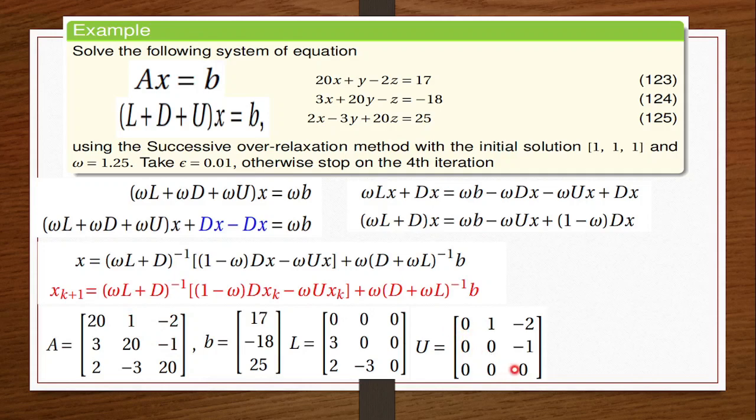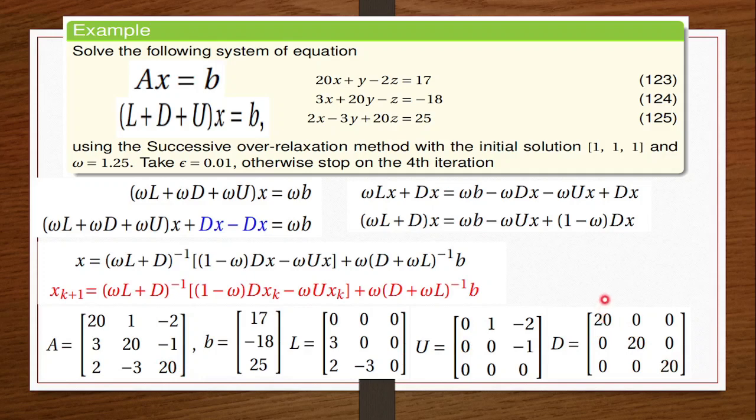And then lastly, we find D. D is the diagonal matrix. So look at matrix A, look at what says diagonal. You pick the diagonal and then you make the other entries all zeros. So now we've been able to decompose our matrix A into its components L, D, and then U.